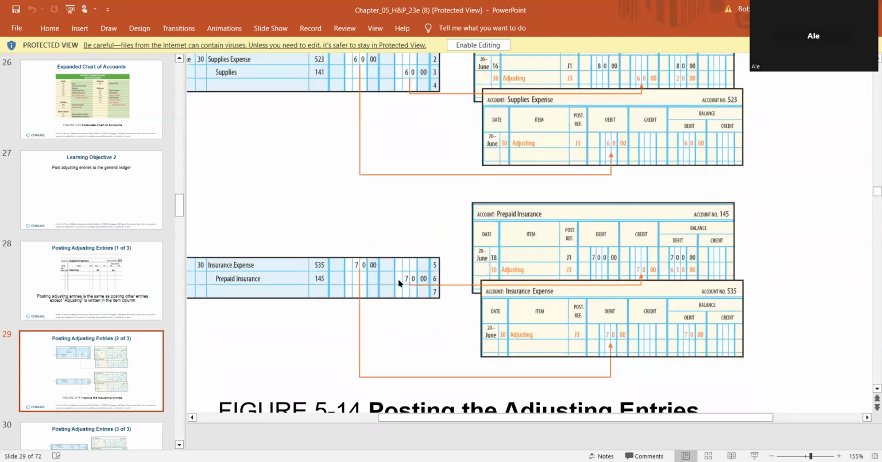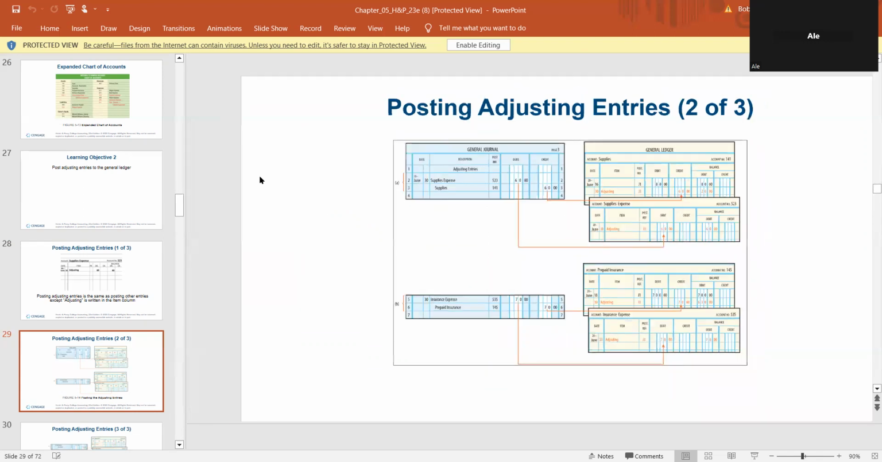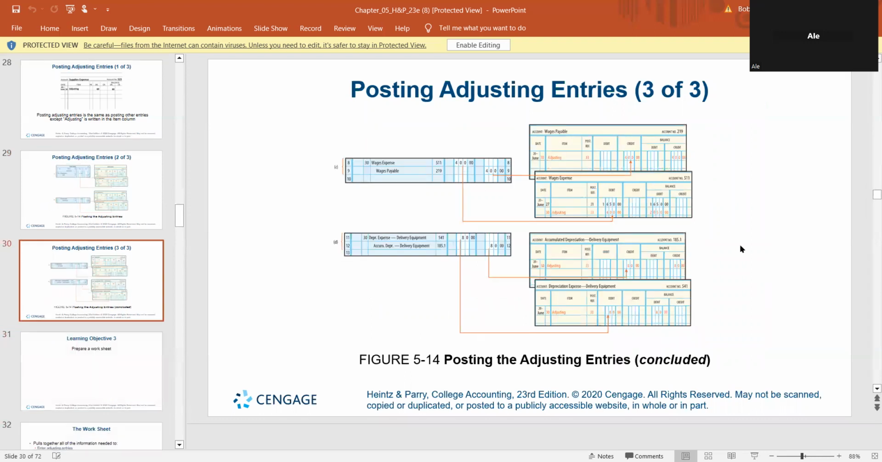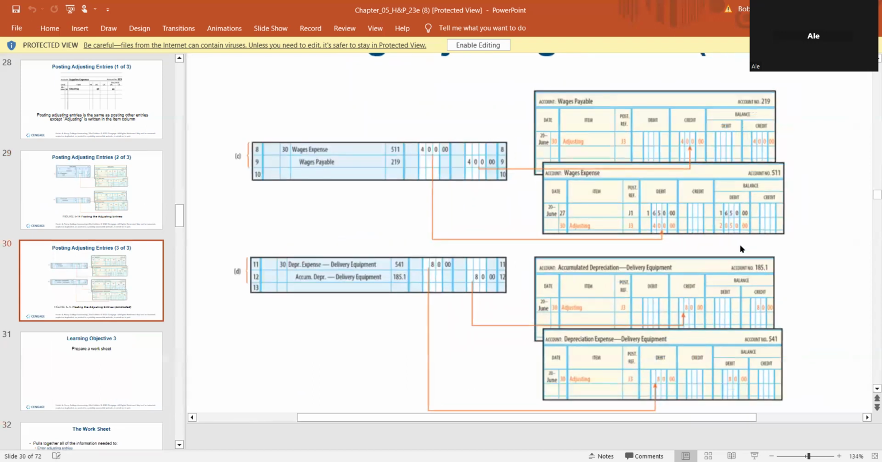The insurance, we debited it for 70. Here, we're posting it. We hit the post button, and now it moved it from here to here. And same thing with the prepaid insurance. That asset is now $630 as a result of the adjusting entry, okay? And they're just showing you the other 2 we looked at.